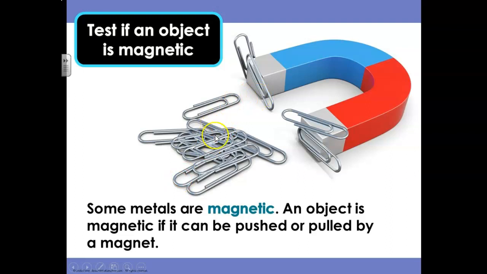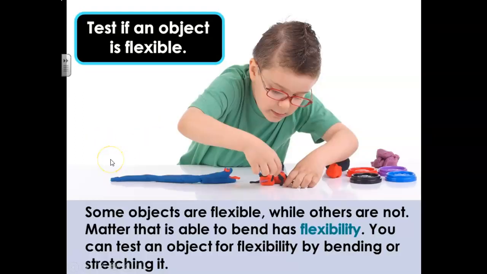Alright, and so the way to test is to use a magnet. See if you can draw it to it or if it pushes away from it. Alright, you can test to see if an object is flexible. Some objects are flexible, while others are not. Matter that is able to bend has flexibility. You can test an object for flexibility by bending or stretching it.